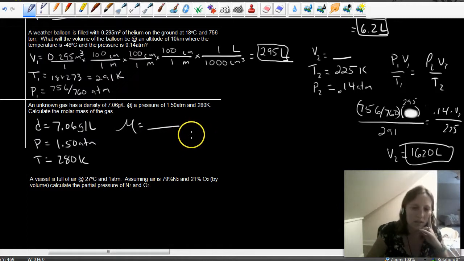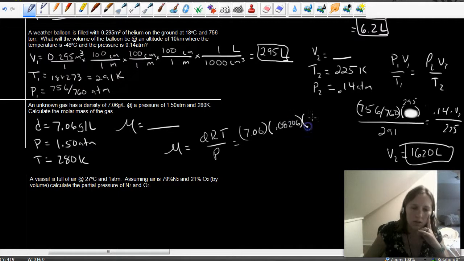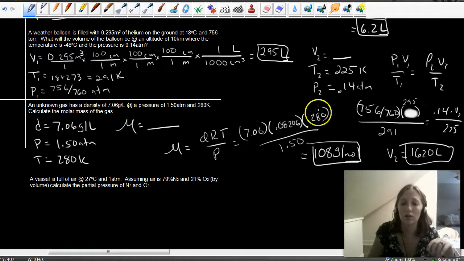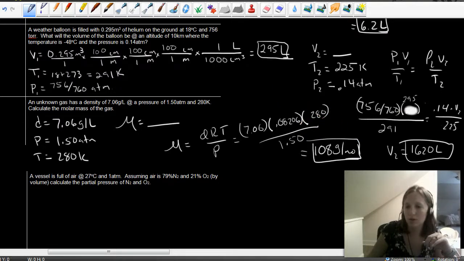And this is, right, M equals dRT over P, which is going to be 7.06. This is pretty straightforward. Why was I so nice to you? 0.08206 and 280 over 1.50, and that gives you 108 grams per mole. So the molar mass of this gas is 108 grams per mole. If you had a list of potential gases, you would be able to identify which gas it was by going, oh, that's how much that one weighs.